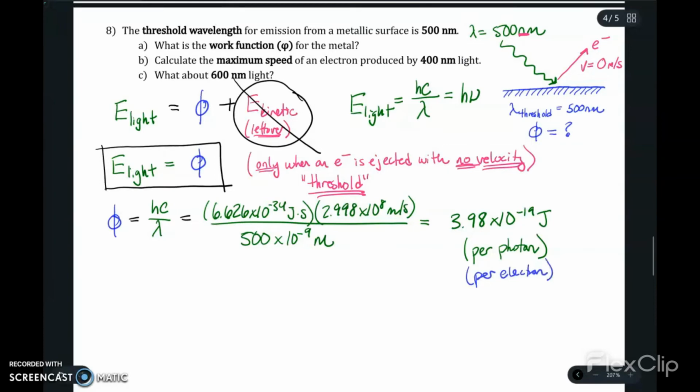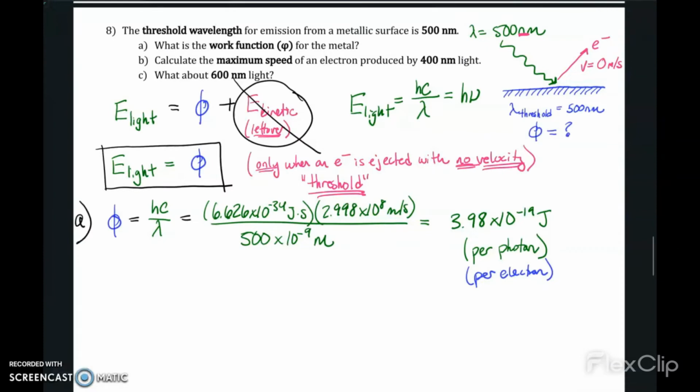Per electron, right? They are one and the same in this situation because we're told this is the threshold wavelength. This is the minimum energy we need to get an electron to eject, right? So that is how you want to solve part A of this problem, okay? So what about for part B?